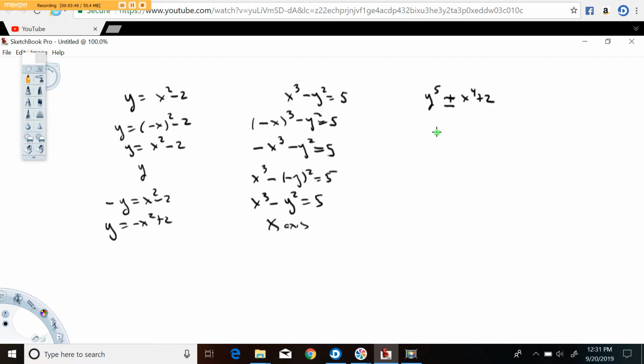Replacing x with minus x, we're going to have y to the 5th equals minus x to the 4th plus 2. Notice by the time we take that minus sign and raise it to the 4th power, this ends up being positive x to the 4th. This is the same as this equation. Therefore, we have symmetry about the y-axis. And again, it's because we can change the sign on x, get the same thing back again. That gives you y-axis symmetry.